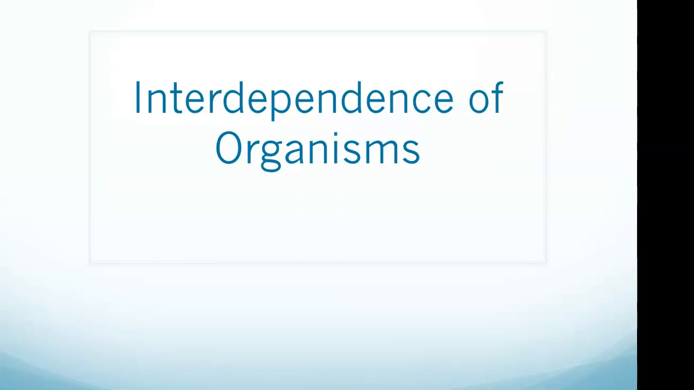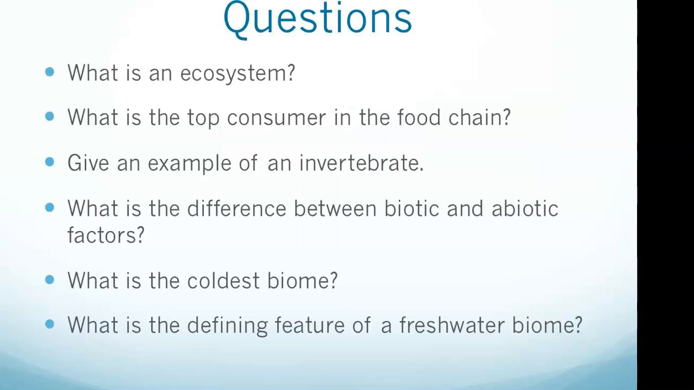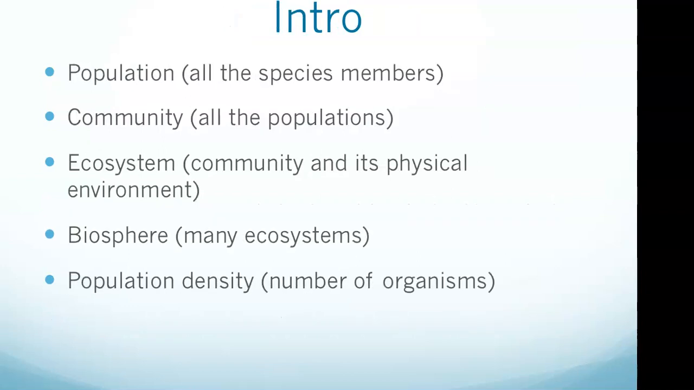Let's take a look at interdependence of organisms. It looks like we got 6 questions here that we'll try to focus on. What is an ecosystem, and being able to differentiate that from a community or a population or a biosphere. Top consumer in the food chain. Example of an invertebrate. Difference between biotic and abiotic. The coldest biomes, so you have to be familiar with some biomes. We'll go over those. The defining feature of a freshwater biome. Okay, not too bad.